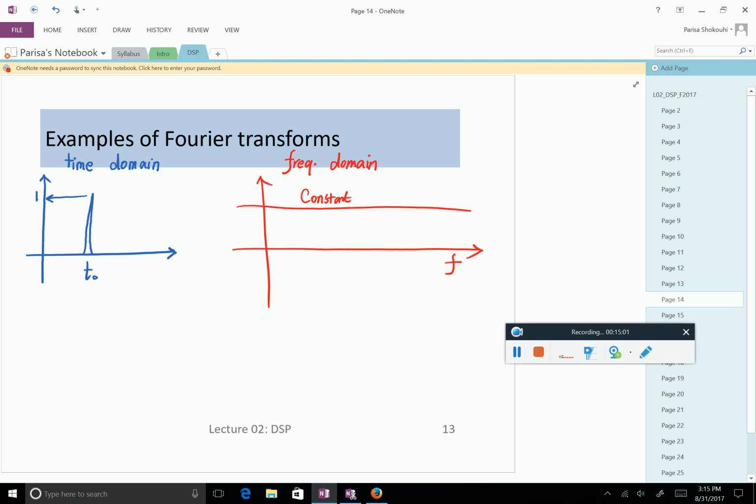So generally speaking, if you have a small pulse, your frequency bandwidth is going to be large. The larger your pulse gets, the narrower your frequency response gets. This is always like that. This is called Heisenberg uncertainty principle. So the multiplication of the widths in the time domain times frequency domain is a constant. So if you increase one, the other one decreases, and vice versa.